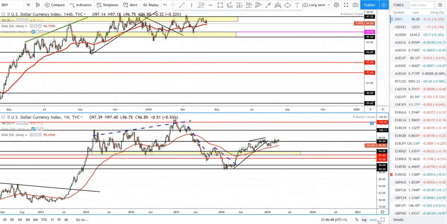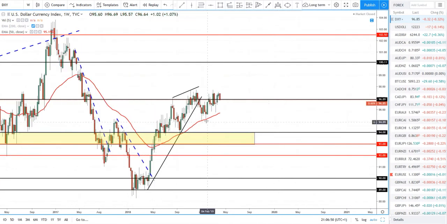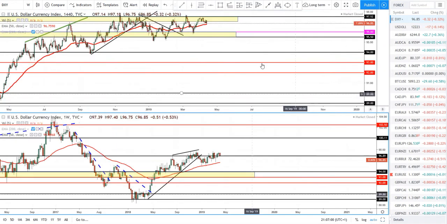The reason for that is because we've got these three lows here, and the weekly 50 EMA lies just below 96. The weekly 50 EMA sits there at the moment, so 96 is clearly going to be the next level here. We may get into the yellow box, but I don't want to trade into that.